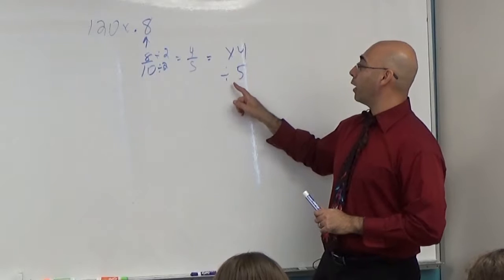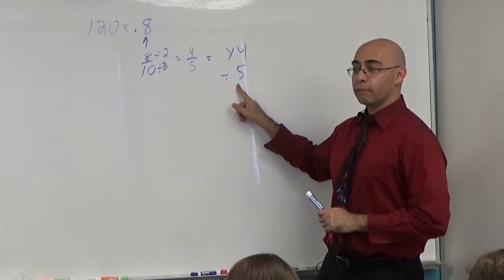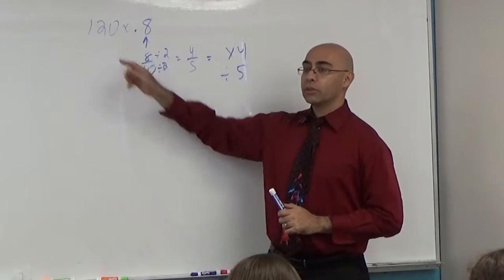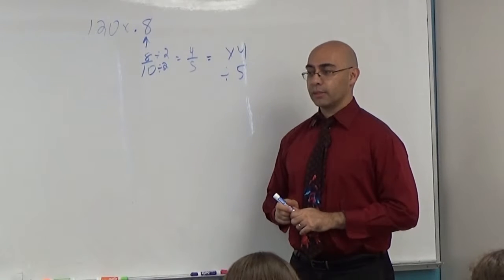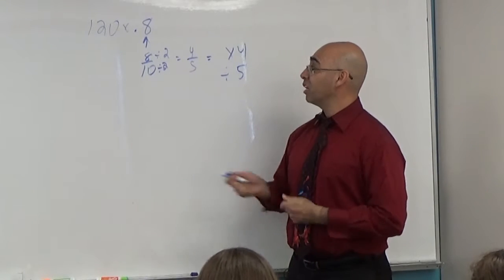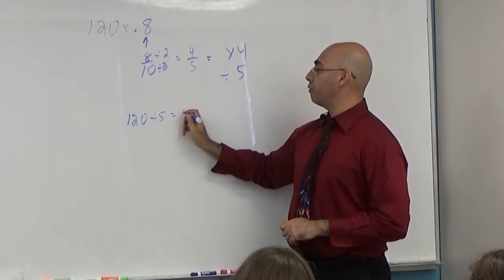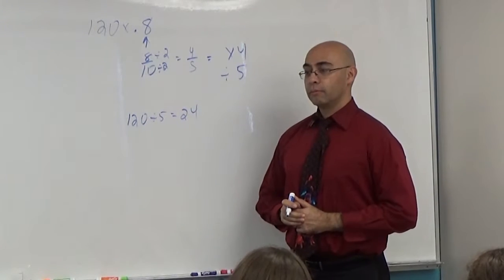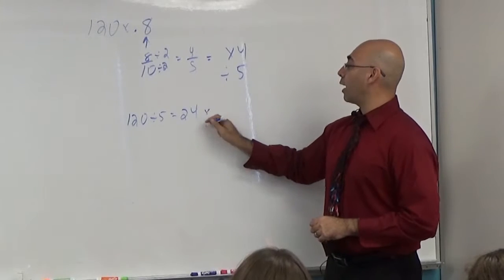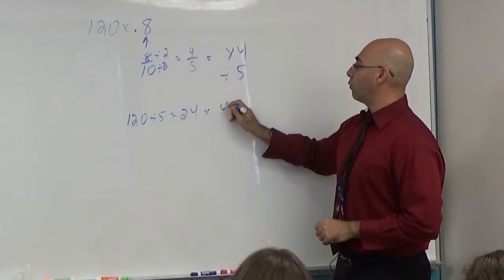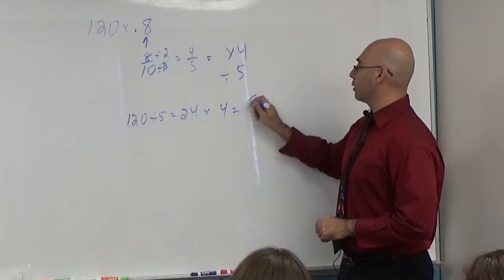You just got to remember, you're not dividing by 4. What are you dividing by? 5. So what would you rather do first? Divide by 5. All right. So in your head, you could say 120 divided by 5 is 24. And then 24 times 4, which is 96.